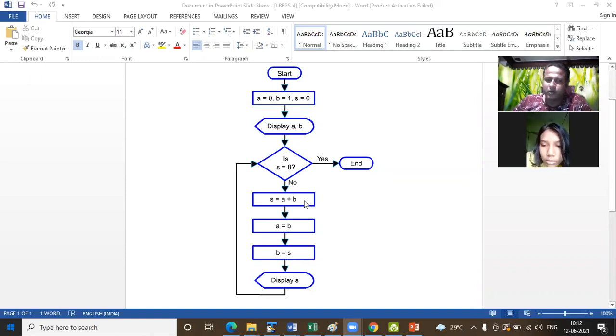Okay. So now, what is the value of A? 1. What is the value of B? 1. So 1 plus 1, what is the value of S now? 2. Now cut it where you have written. Earlier what did you write in S?